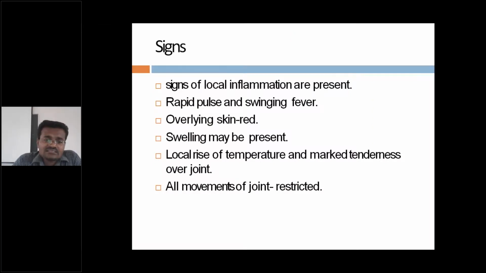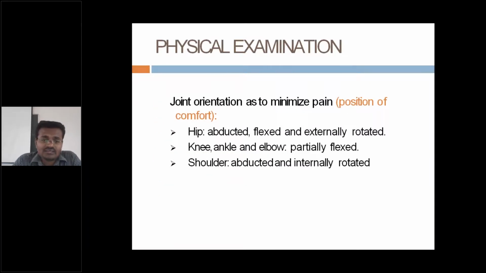So there are local signs of inflammation: local redness, swelling, local rise of temperature, and tenderness. What is the difference between tenderness and pain? Pain is what the patient complains of. Tenderness is when we press and the patient has pain. And all movements of the joint are restricted, which is nothing but pseudo paralysis.